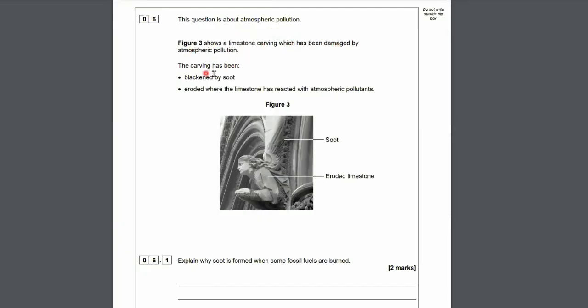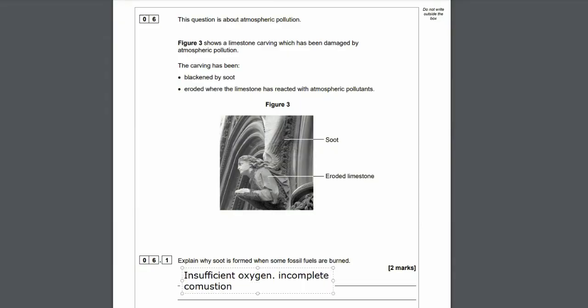The question is about atmospheric pollution. Figure 3 shows limestone carving, which has been damaged by atmospheric pollution. The carving has been blackened by soot, and eroded where the limestone has reacted with atmospheric pollutants. First of all, explain why soot is formed when some fossil fuels are burnt.